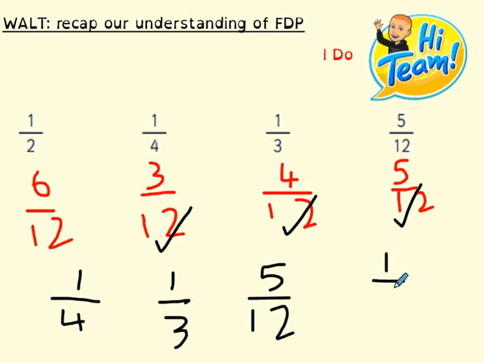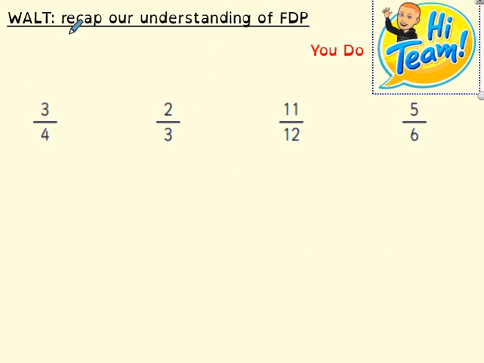I'd like you to have a go now at trying to order the fractions on the screen. Again, we'll do it from smallest to largest, finding your common denominator first. Let's see how you get on. Again, this time it's going to be my common denominator of 12 because I can times 3, I can times 4, and I can times 6 by something to get to 12. They are factors of 12. So make 12 my common denominator.